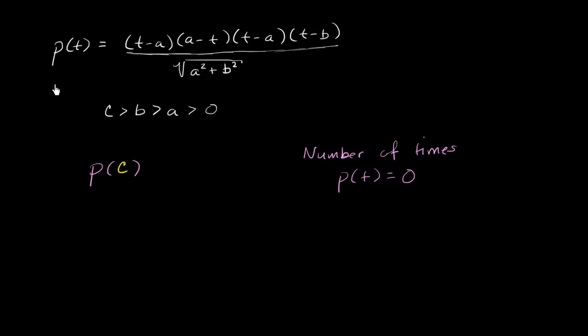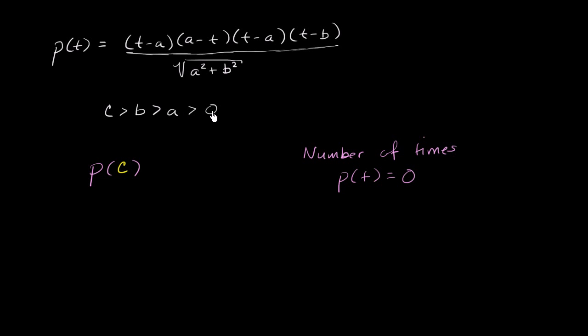Let's say that we're told that the position of a particle as a function of time is given by this crazy expression. The position could be positive or negative, and this expression is (t minus a) times (a minus t) times (t minus a) times (t minus b), all of that over the square root of a squared plus b squared. And they also tell us that c is greater than b is greater than a is greater than 0.